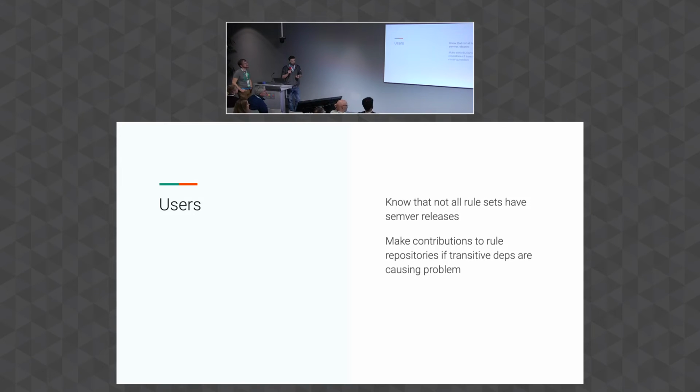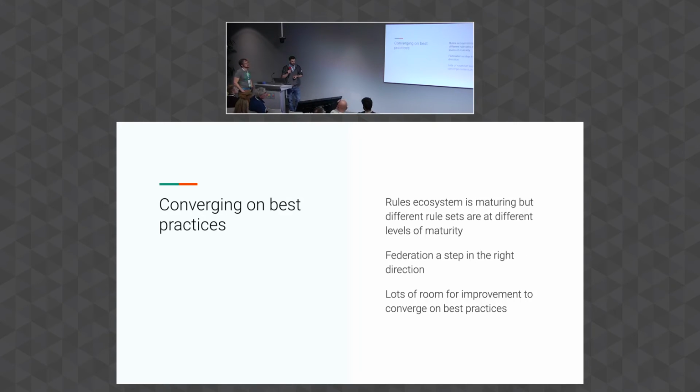As users, you should know that not all rule sets do have release artifacts at this point, and don't be afraid to make contributions or issues to rule sets if you have issues with transitive deps. And moving forward, we think the ecosystem's maturing; different rule sets are at different levels of maturity. As Alex mentioned, the federation is a great step in the right direction to make it easier for users to manage their transitive deps and to clean up their WORKSPACE file, but there's probably lots of room for improvement, and hopefully we'll all converge on best practices as rule authors.